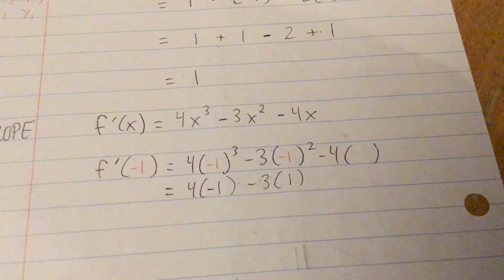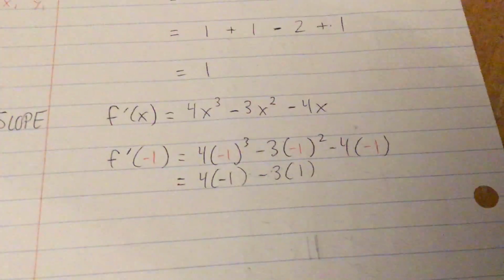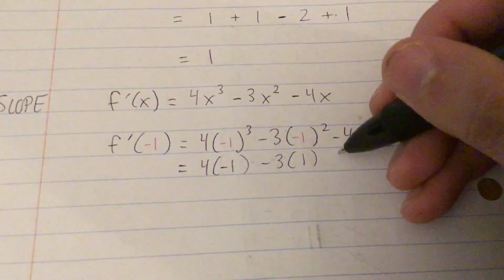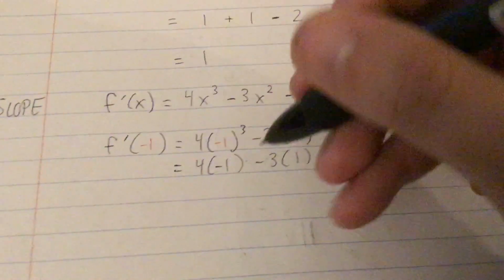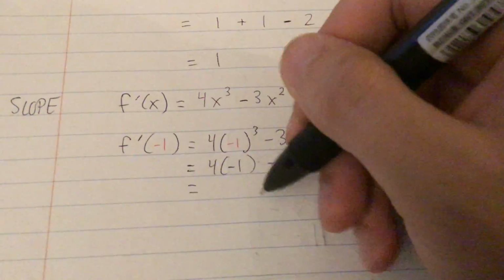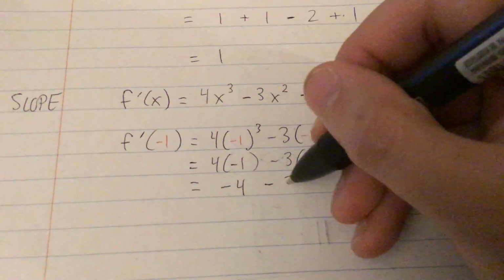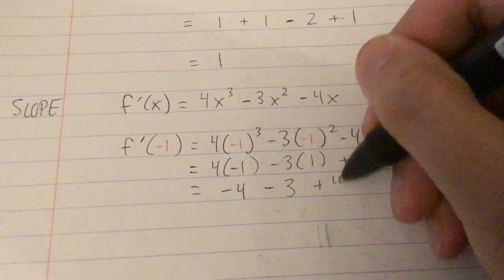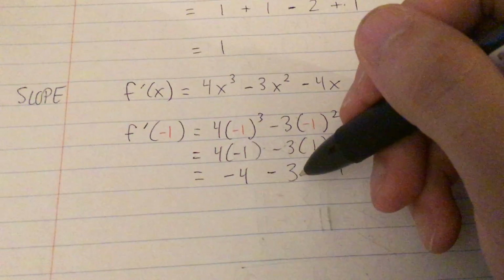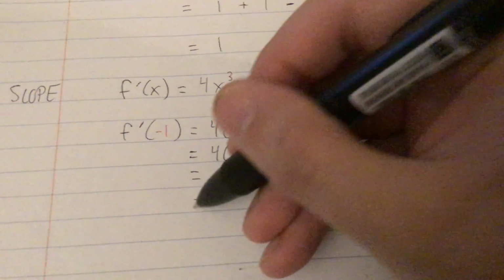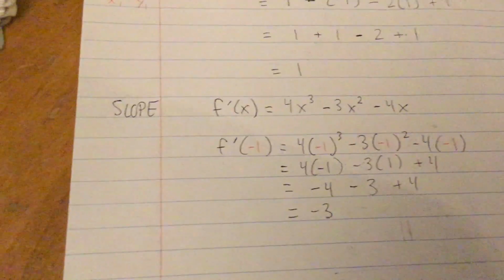And then, oh, I forgot to put the negative 1 over here. I was wondering, did I draw a blank? Yeah, I did draw a blank, as in I didn't put a number in there. Negative 4 times negative 1, well, that's going to be a positive 4. So now I'm just going to simplify this part over here. 4 times negative 1 is negative 4. Negative 3 times 1 is negative 3. And then we're going to add 4. Negative 4 minus 3 is negative 7. Negative 7 plus 4 is negative 3. So what that means is the slope at x equals negative 1 is negative 3.